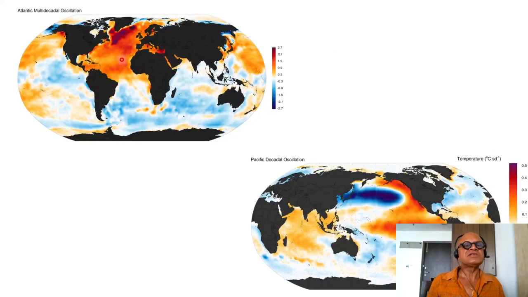There are other modes. This is the Atlantic multi-decadal oscillation, which means its intrinsic time scale is multi-decades. So it was proposed, and now it is argued that this mode may not be real. It may be just a statistical artifact.